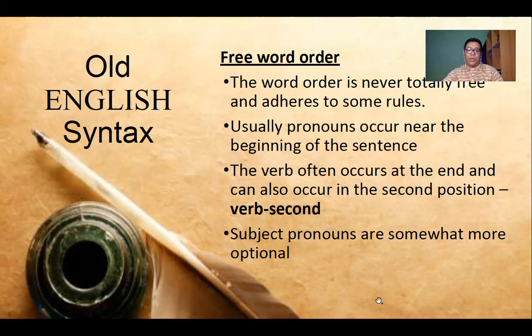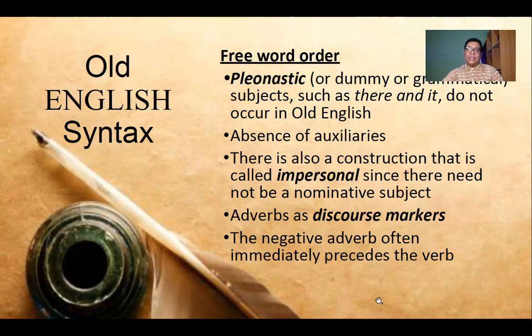Subject pronouns are somewhat more optional. But we had the so-called pleonastic or dummy or grammatical subjects such as there and it, which did not actually occur in Old English. So for example, in modern English, we say, it is the idea that I have in my mind. The it there functions as a pleonastic, dummy, or grammatical subject. That exists in modern English, but in Old English, the words it or there functioning as pleonastic subjects did not exist.